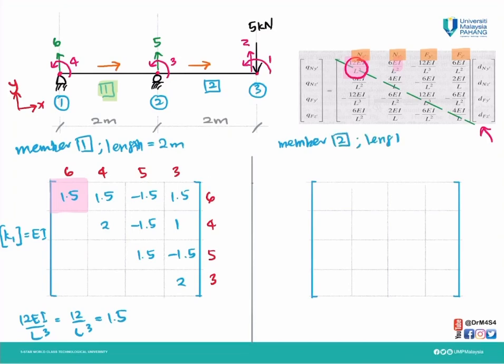Length is 2 meters and the matrix numbering for K2 is 5, 3, 2, 1. Let's calculate the member stiffness matrix for K2. Since the length is the same as member 1, definitely the matrix values are similar to K1. So we can easily just copy it from K1.